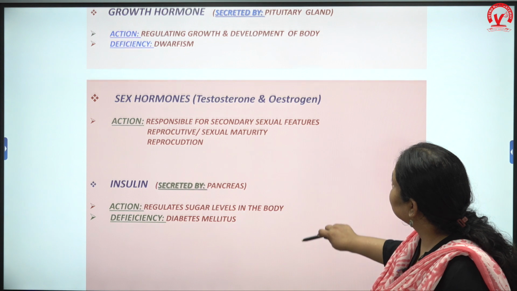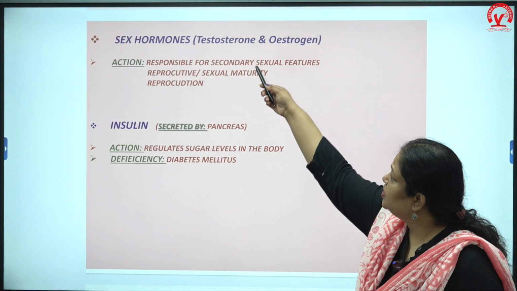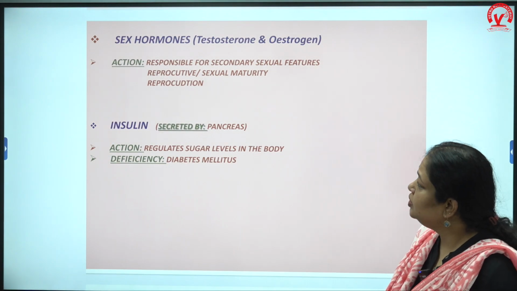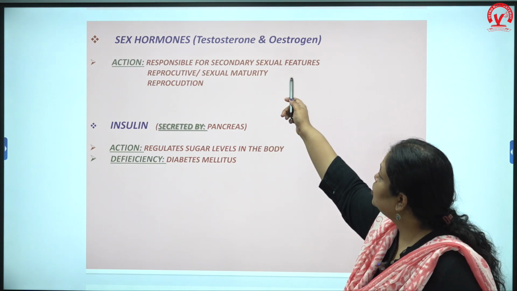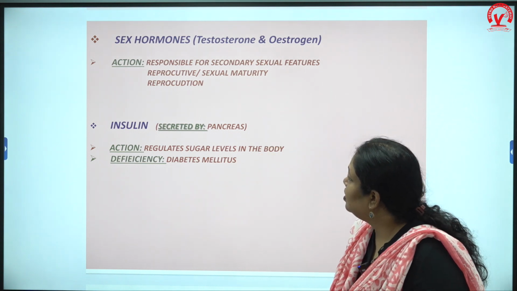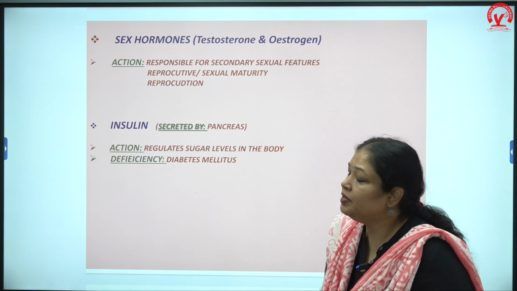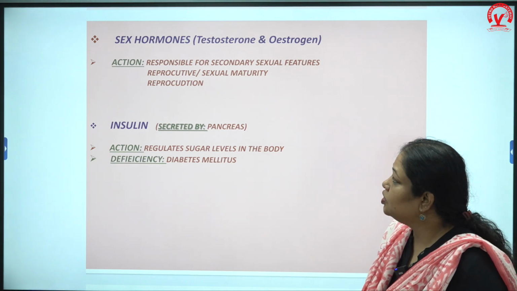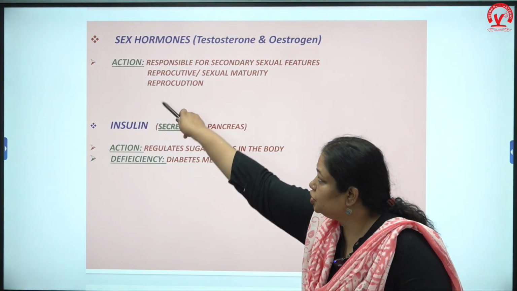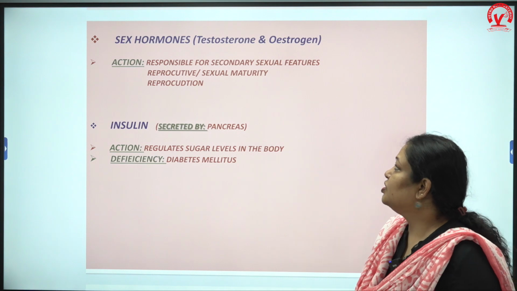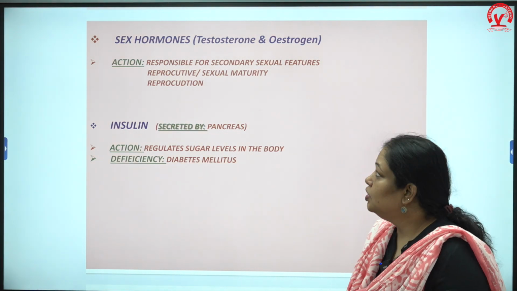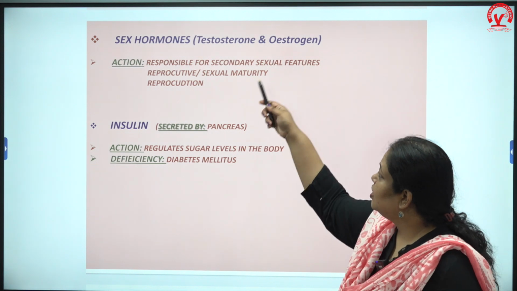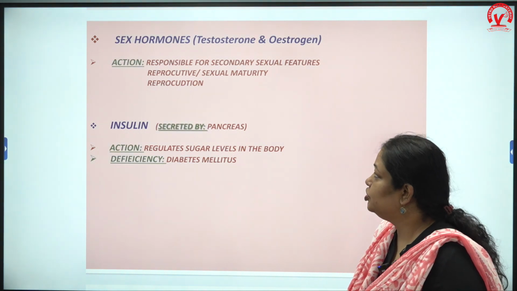And then we have the sex hormones. The sex hormones are testosterone and estrogen, and they are responsible for the secondary sexual features and reproductive and sexual maturity, and they also help with the reproduction. So I think we will learn more about these in the reproductive medicine chapter. For now, all you need to know is that the sex hormones are testosterone and estrogen.